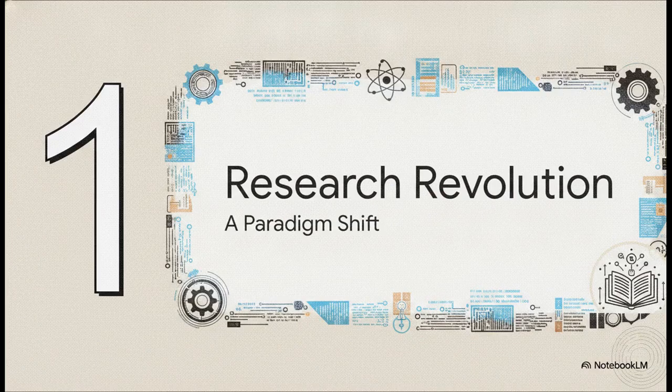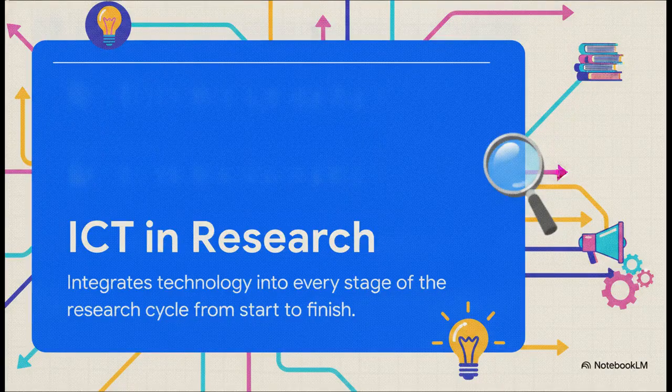Okay, part 1. The research revolution. What's really fascinating is how information and communication technology is defined here. We're not just talking about having some handy apps installed on your laptop. It's a comprehensive methodology. It literally integrates technology into every single stage of the research cycle, from the exact moment you identify a problem all the way to the final dissemination of your findings. It's this overarching, interconnected system designed to aggressively enhance efficiency, accuracy, and accessibility.